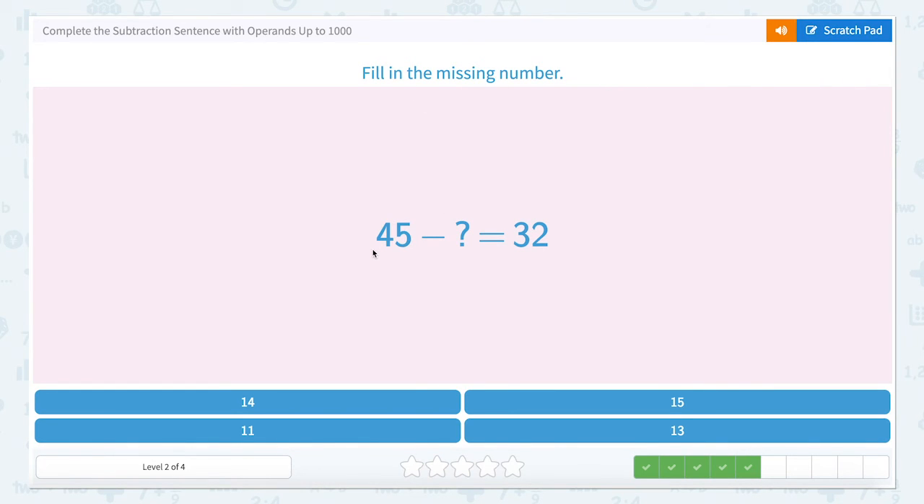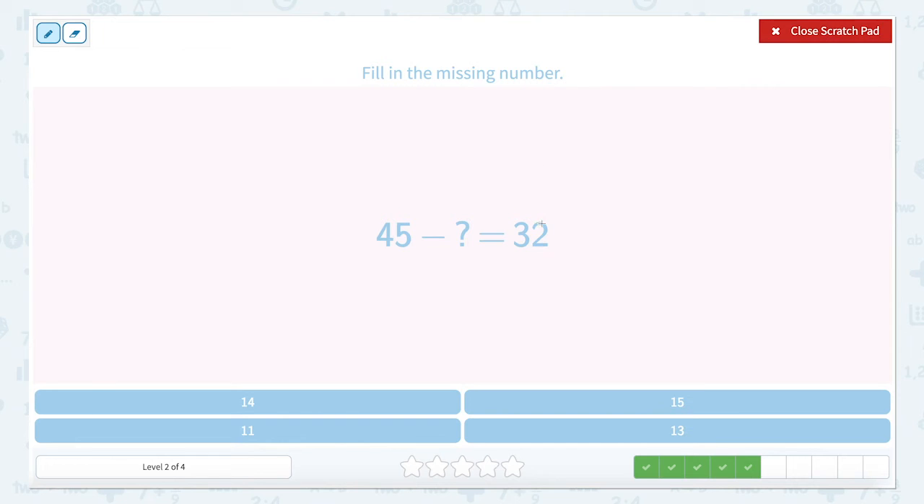Fill in the missing number. 45 minus something is going to equal 32. Now this one's a little bit trickier than the ones we worked on before because we have the first number. In the previous problems, we had the second number. So instead of rewriting this the way that we would have with addition, we can rewrite this as subtraction again, but we can switch this question mark with a 32. So 45 minus 32 is going to give us what?